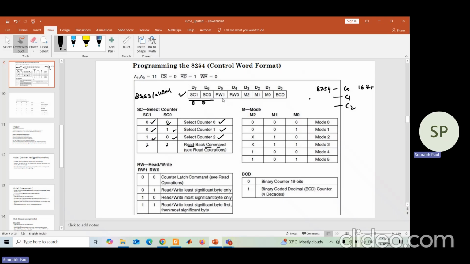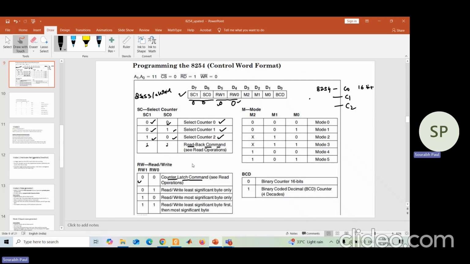Then the next two are RW1 and RW0, the read write bits. The combination of these two also generates some function. If you make it 0, 0, you see in this table, it is called the counter latch command. Now what is the counter latch command? Whenever a counter is working, if you want to latch a value at a particular moment, you can do it by selecting 0, 0. What is latch? You know, the storage of that value. Latch means you are storing that value.